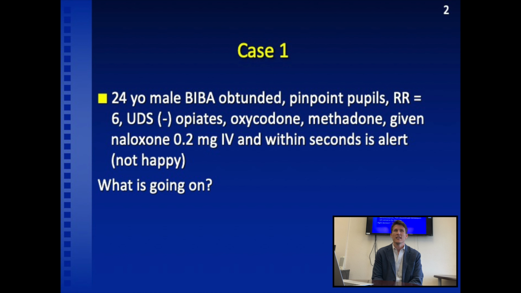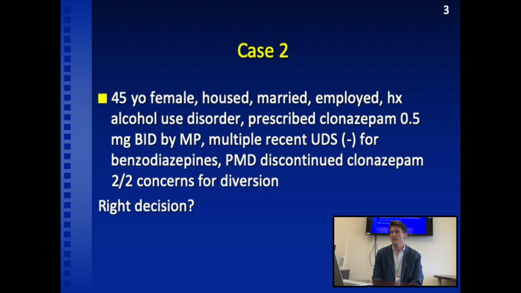Excellent. Okay. The second case is a 45-year-old female who's housed, married, employed, has a history of alcohol use disorder, and is prescribed clonazepam 0.5 milligrams twice daily by a medical practice provider. She has had multiple recent urine drug screens negative for benzodiazepines, and has been told by the primary care doctor, your urine tests are negative for benzodiazepines, I think you're not taking these medications and are diverting them. What do you guys think about that decision?